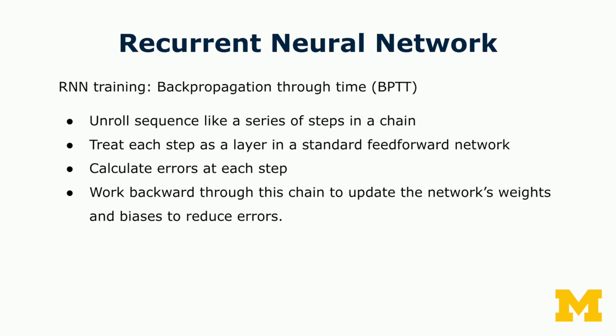One challenge with standard RNNs is that they can struggle with long sequences due to issues such as vanishing or exploding gradients. To handle these problems, more advanced RNNs, such as long short-term memory networks and gated recurrent unit networks, have been developed. These advanced models include special mechanisms to better manage long-range dependencies.